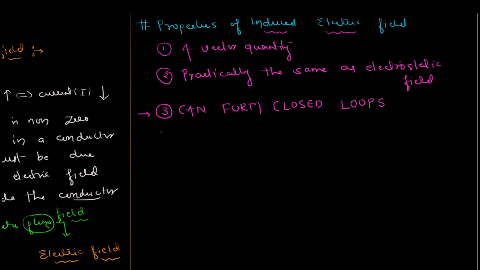And since it can form closed loops, it is a non-conservative field. So, non-conservative field. What is a non-conservative field? The work done in a closed path is not going to be equal to 0 in such a field. What field? In an induced electric field, in the region of induced electric field, if you take a charged particle in a closed path, in such case work done will not be 0. So it is a non-conservative field.